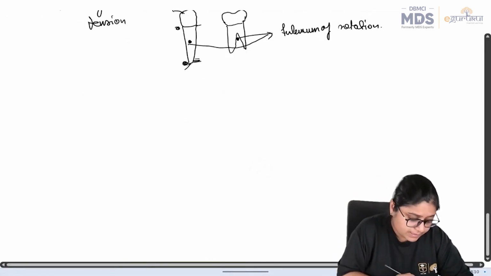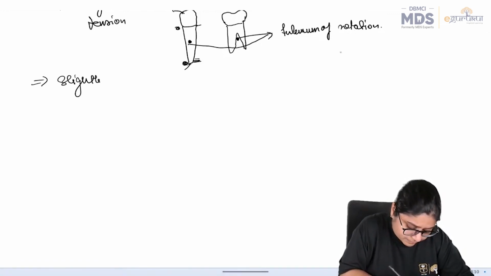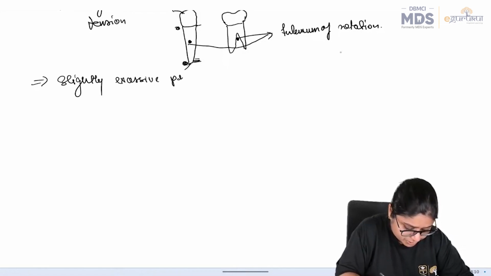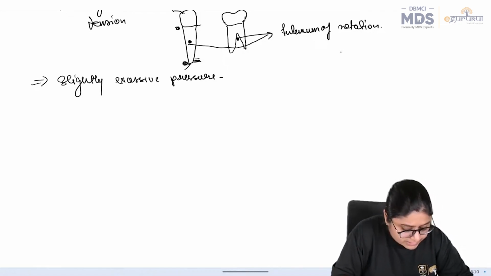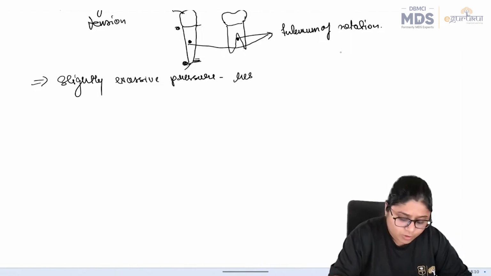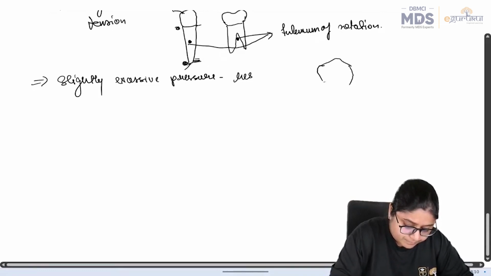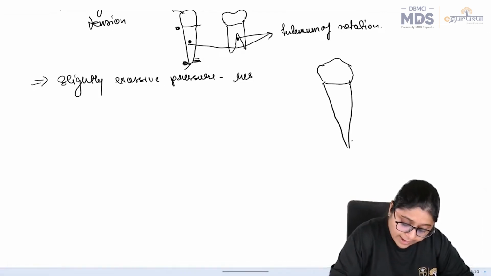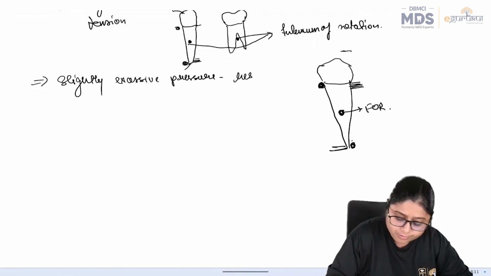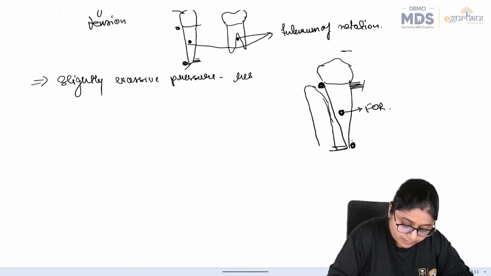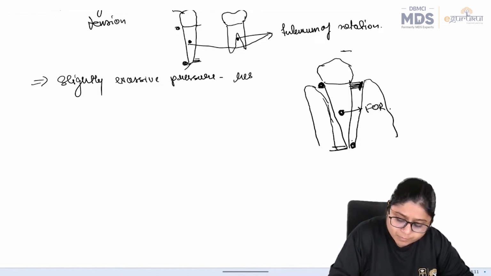So if there is slightly excessive pressure, it stimulates the resorption of the bone. On the pressure side, there will be resorption of the bone. If this is your tooth and the forces are acting here, here there is a pressure zone, here there is a tension zone. The tooth is rotating around the fulcrum of rotation. This is your bone. So here there will be bone deposition and here there will be bone resorption. At the pressure side there will be bone resorption. At the tension side there will be bone deposition.